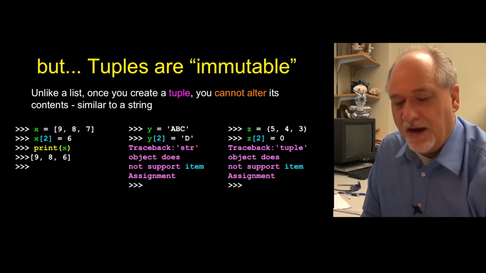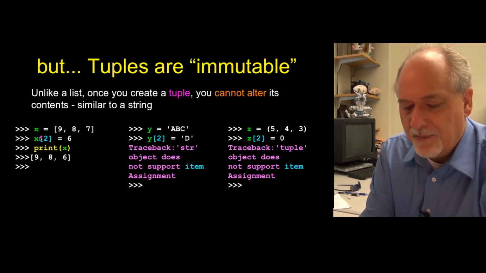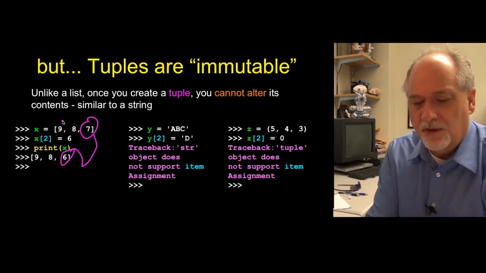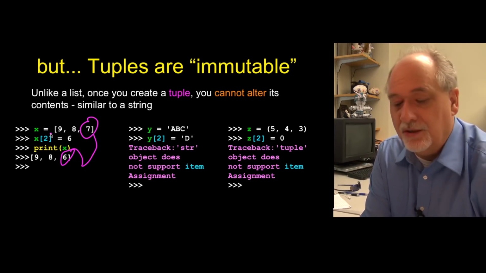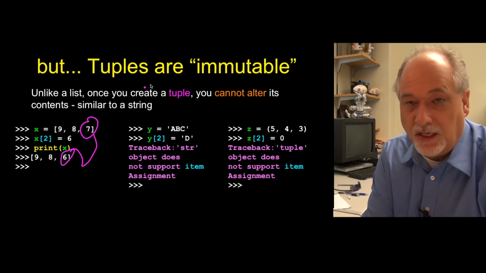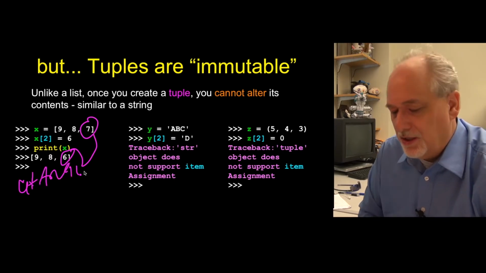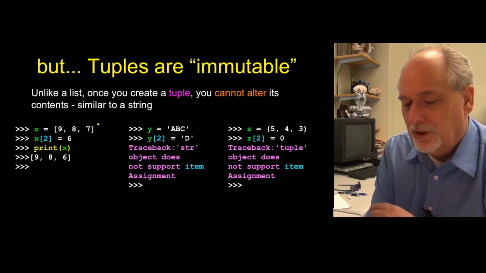You can modify a list. So if we take a look at a list here, we make a list that's 9, 8, 7, and we say x sub 2 equals 6. Well, that just means this 7 becomes a 6, and that's just natural, meaning we can reassign slots. We can delete things, we can insert things, we can mutate them, we can change them, so they're changeable. Right? They're changeable.